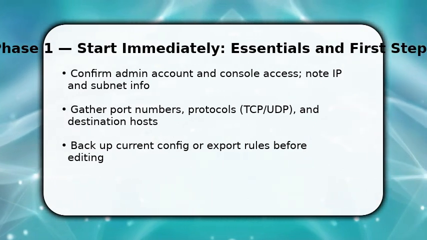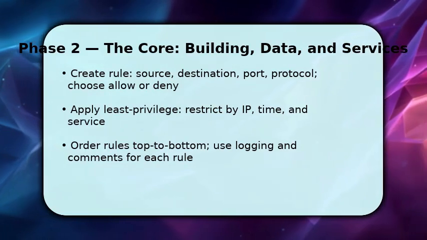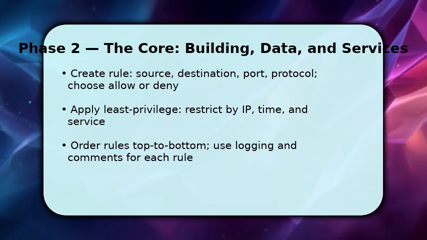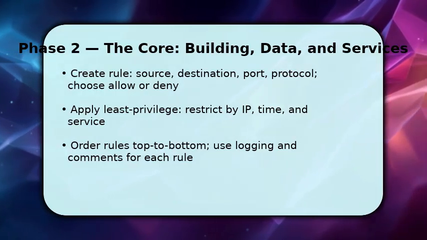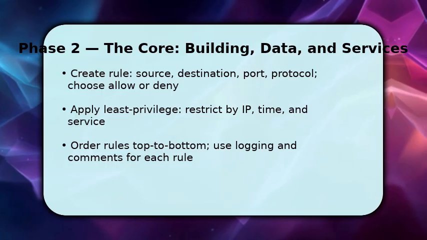Now you define the rule details. Set source and destination addresses, specify ports and protocol, and choose Allow versus Deny. Apply least privilege. Restrict access to specific IP ranges and times, not entire networks.